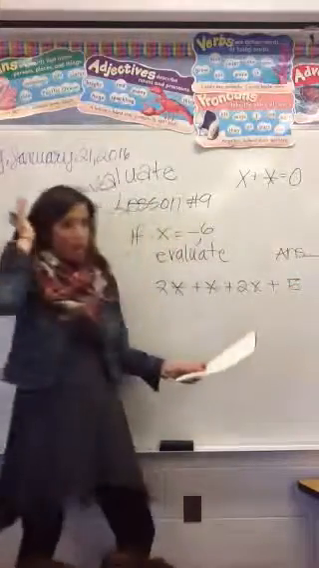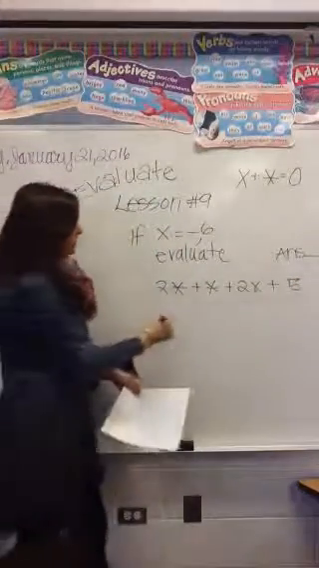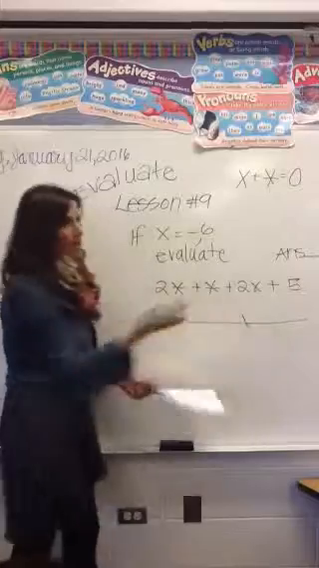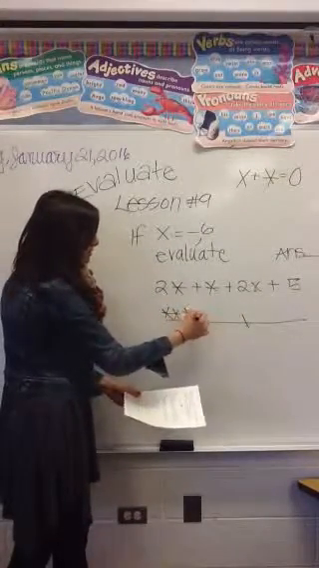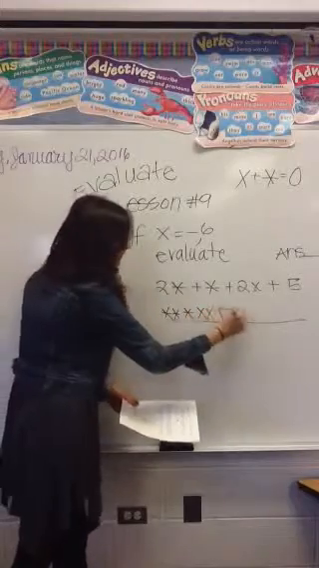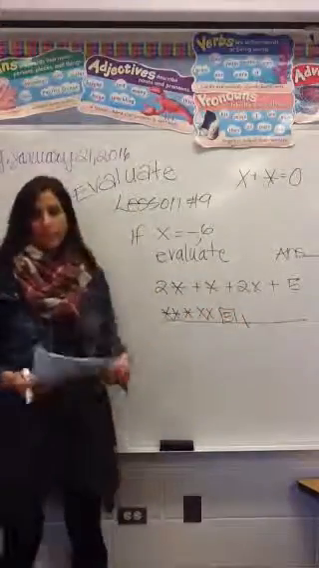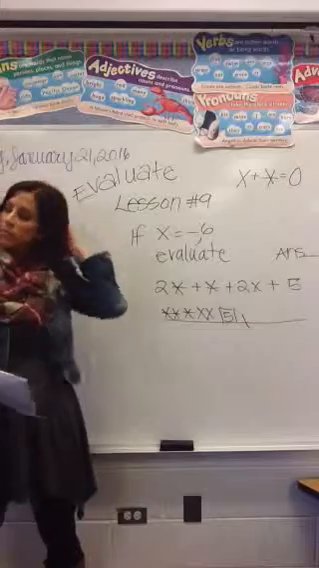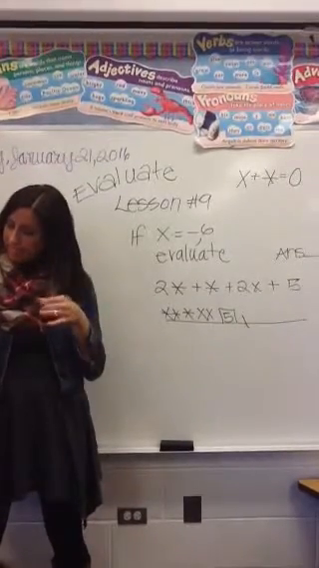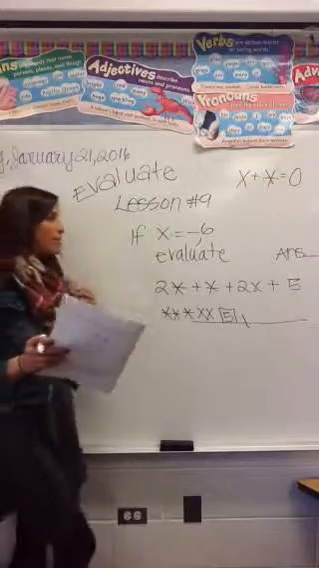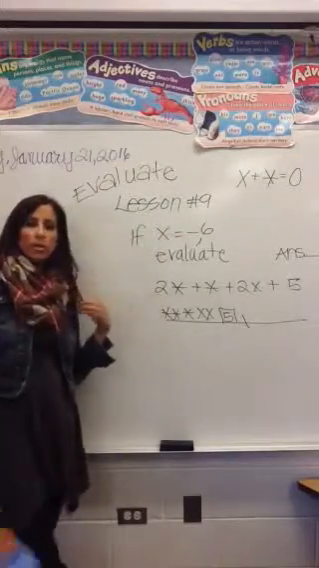So this one I'm just going to write out for you so you can see it. So we're evaluating, and you can go ahead and set up your balance. So we have 2 star plus star plus 2x plus 5. And then we said x is equal to -6. So what's my legal move? What can I do?